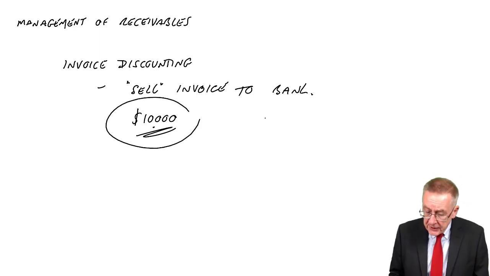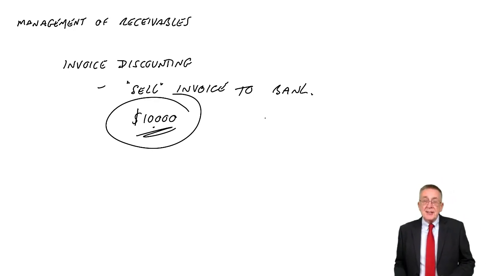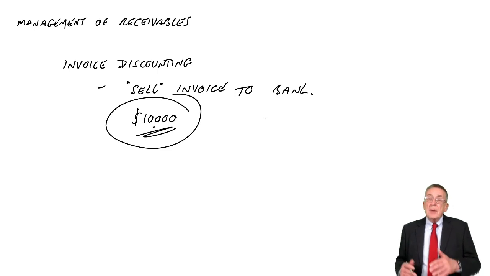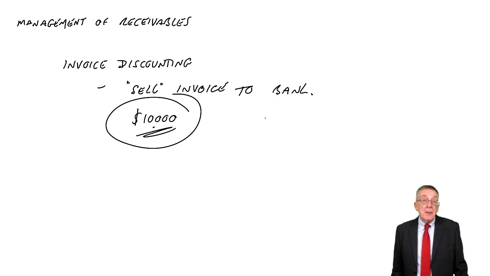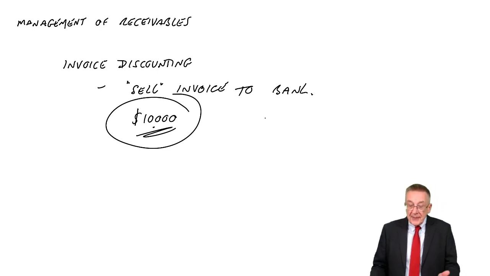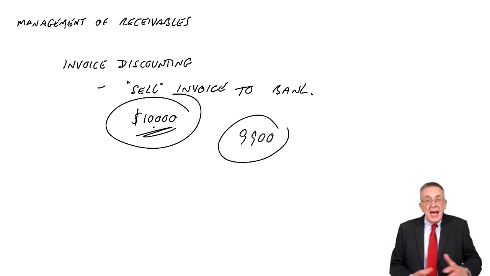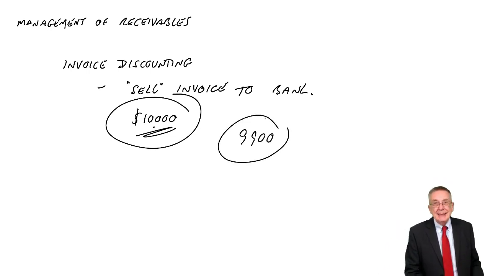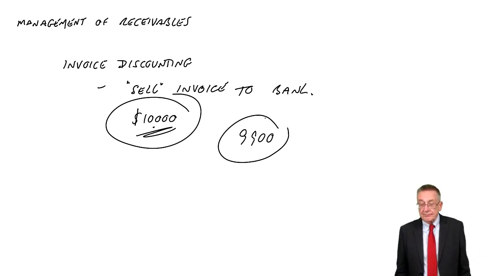Effectively, I sell the invoice to the bank, so when the customer pays, the bank gets the 10,000, but the bank gives me money today. Now, the bank's going to have to wait a month to get the 10,000, so they won't give me a full 10,000. They'll take off a little bit, effectively interest. They may give me 9,900, but I'll get 9,900 today, rather than have to wait a month to get 10,000 from the customer.